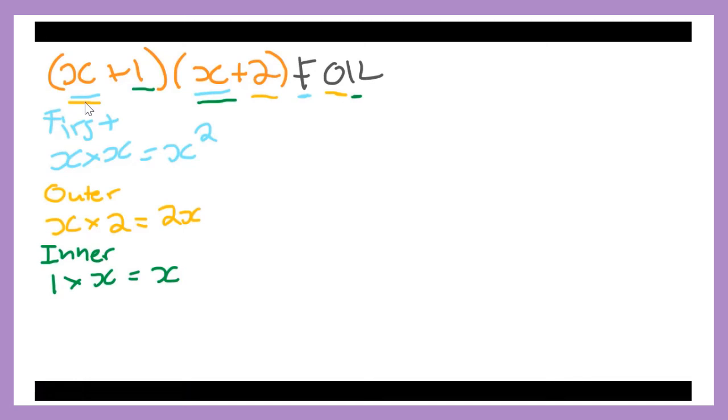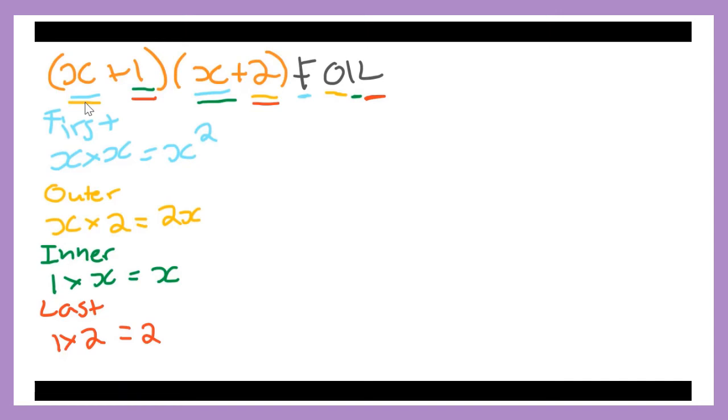And then we have our last, so our L. So this is the last terms in each bracket. Like our X's were our first terms, our 1 and our 2 are our last terms. So I'm going to write that down here. Last, and I'm going to multiply those two terms together.